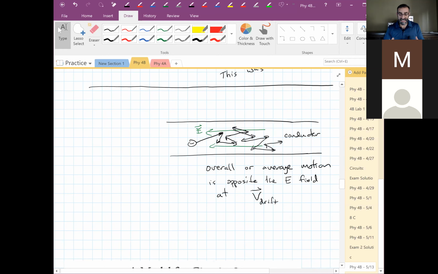The electric field moves at the speed of light, right? The electric field moves very quickly through the wires, propagates quickly, and all the electrons in the wire start to move at the same time.